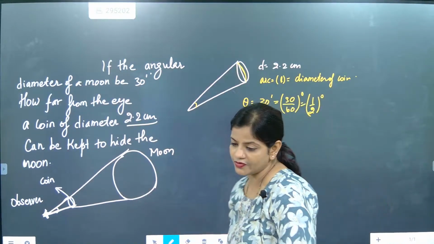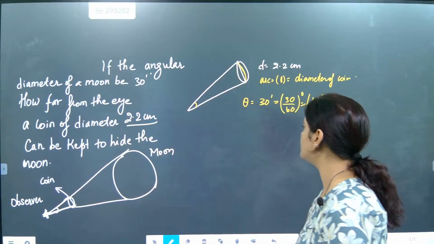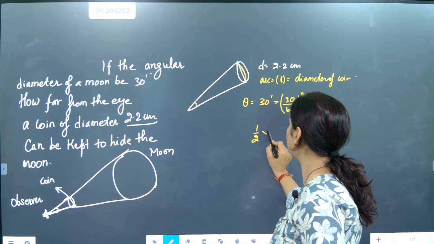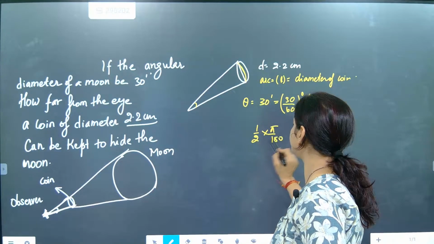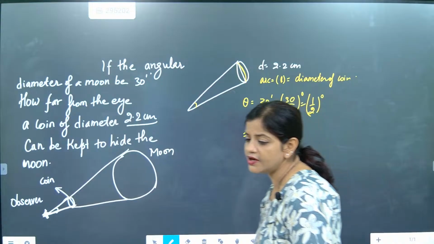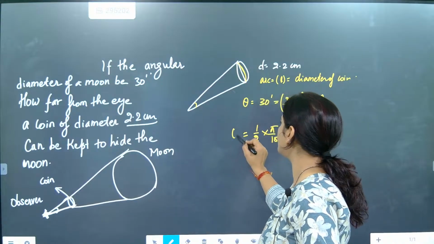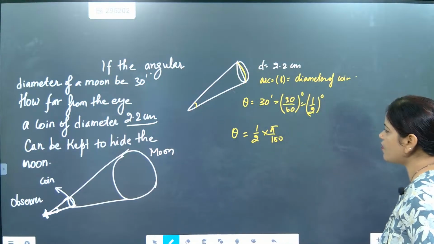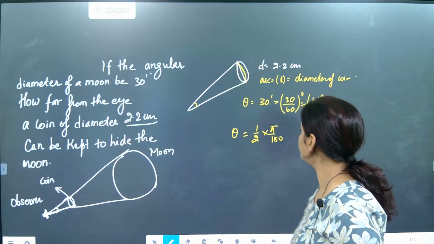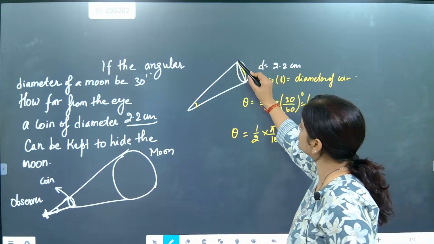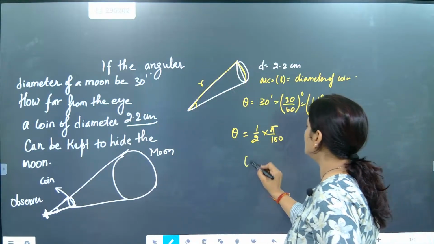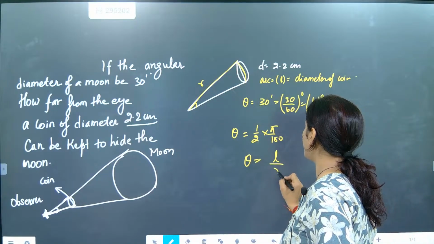I told you in the previous question why we need to convert it. So in radian system it will become 1 by 2 into pi by 180. So angle subtended theta in radian system will be exactly this much, pi by 360. Okay. Now we need to only solve. So what is the radius? The radius is this distance here, we have to find r. And we already know theta is equal to L by r.